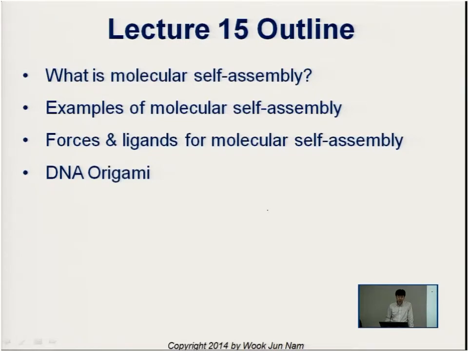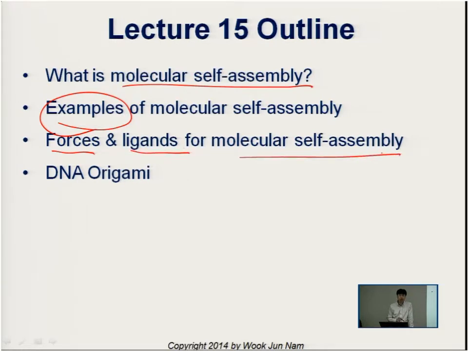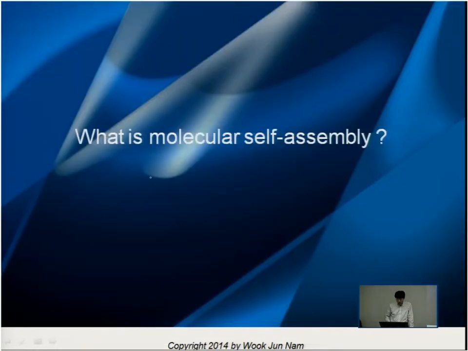So this is the outline. We will talk about what molecular self-assembly is, and then we will talk about examples, and then we will talk about the forces and ligands used for molecular self-assembly. And then there is a special type of self-assembly, and we will talk about DNA origami as well. So what is molecular self-assembly?